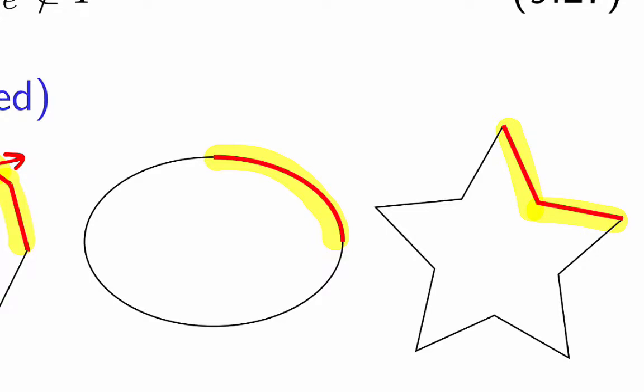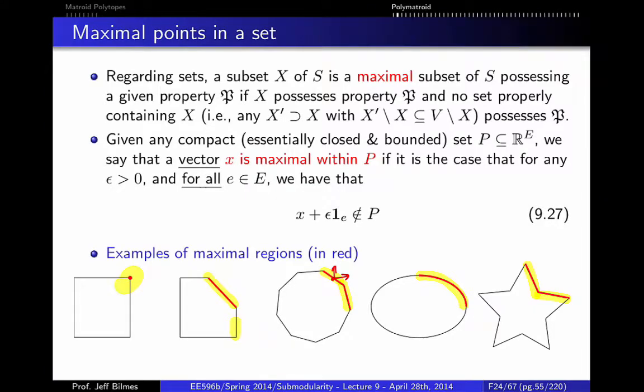What is set S in each of these? Set S is the shape. It's set P. We're not talking about S here. We're talking about P. So in each of these cases, what we're showing is a P. It's R2 rather than Rn, right? And each one of these is a set, and we're showing the maximal points.